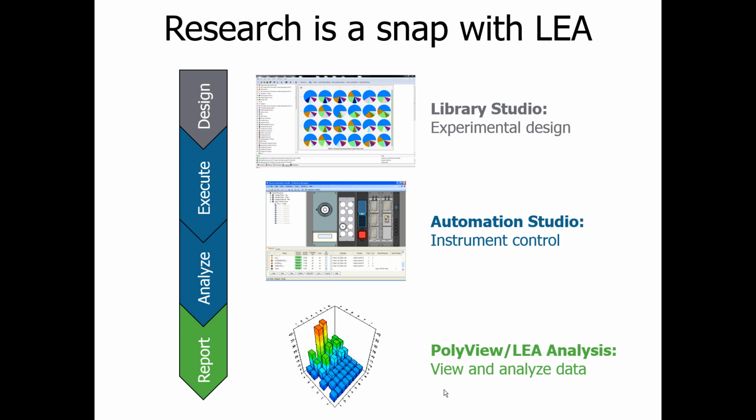So there's really three major parts for LEA. First is Library Studio, which is the experimental design part of how to lay out a plate or a set of samples. There's Automation Studio, which controls how you actually execute the experiment. And then there's multiple methods of doing the analysis. So there's a program called PolyView and another program called LEA Analysis. These allow you to visualize and pull the data together to look at it all at once.